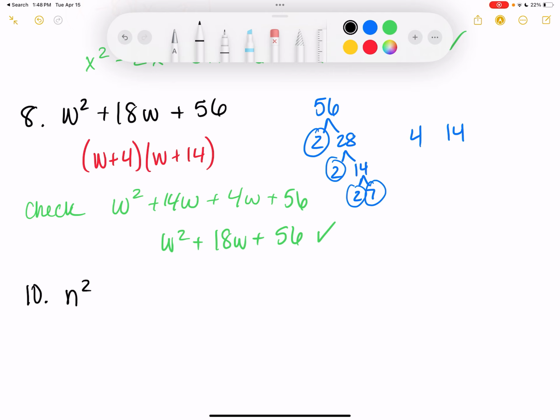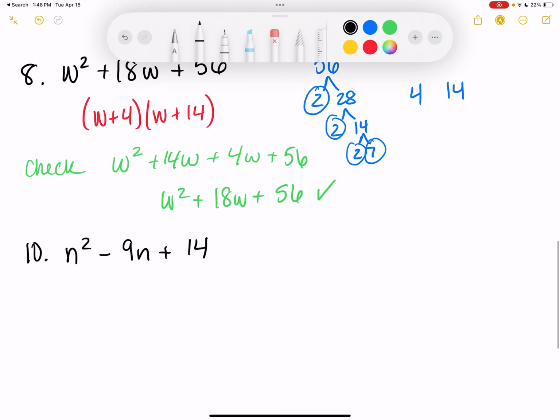N squared minus 9n plus 14. So I need two numbers that multiply together to equal 14, and that when I add them together equals negative 9. Negative 7. Yeah, negative 2. Negative 7 and negative 2. So I've got n minus 7 and n minus 2.